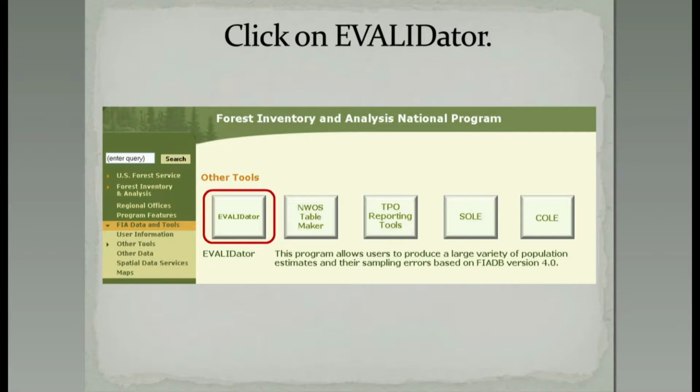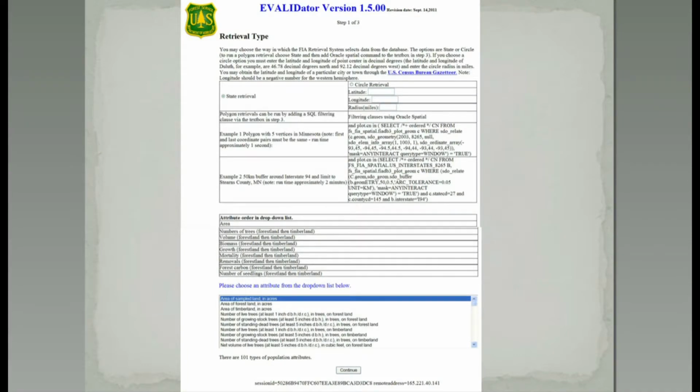So if you just click on the EVALIDator button, this is what pops up. First thing you notice at the top, it says step 1 of 3. So there's only 3 steps. So it's pretty straightforward. Again, you can do a state retrieval or a circular retrieval, and then there are some rather incomprehensible geographic retrievals. I'm not sure exactly how they work.